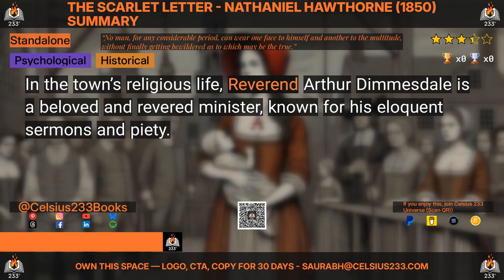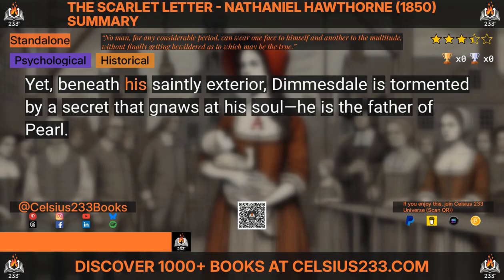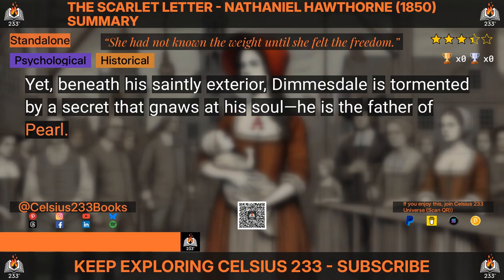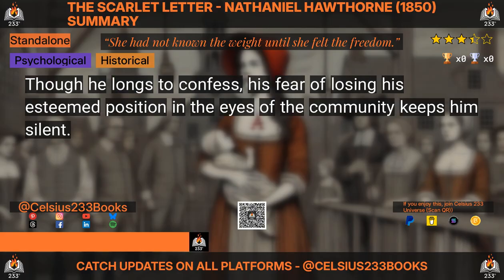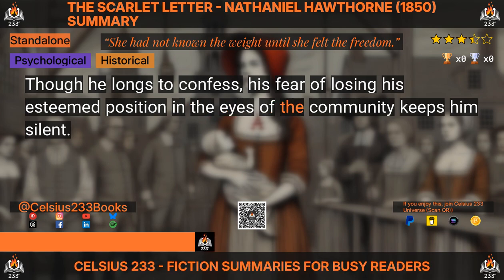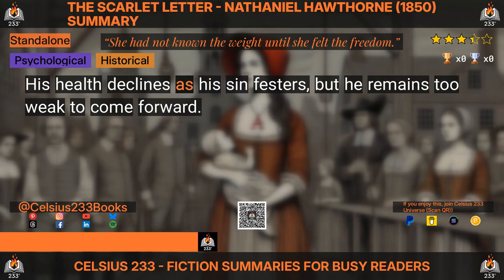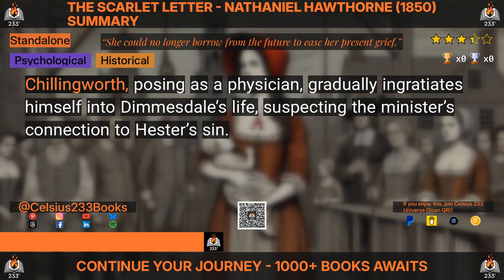In the town's religious life, Reverend Arthur Dimmesdale is a beloved and revered minister, known for his eloquent sermons and piety. Yet, beneath his saintly exterior, Dimmesdale is tormented by a secret that gnaws at his soul. He is the father of Pearl. His guilt manifests in physical and emotional anguish, weakening his body and spirit. Though he longs to confess, his fear of losing his esteemed position in the eyes of the community keeps him silent. His health declines as his sin festers, but he remains too weak to come forward.